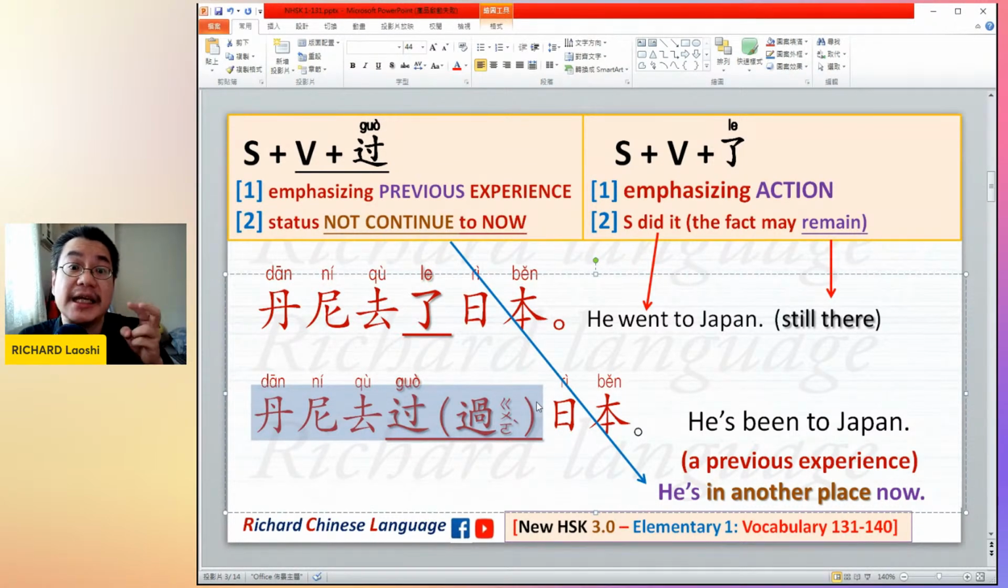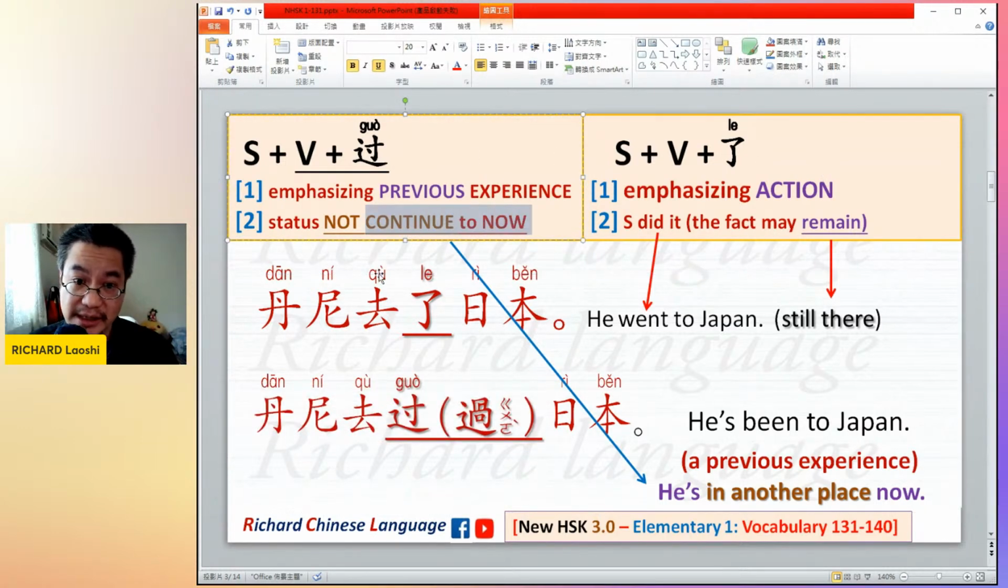This is his previous experience, and the situation, the status does not continue to the present time. Okay, he was in Japan. He has been to Japan. His previous experience, and now, probably, mostly, generally, he is not in Japan now. So the status does not continue to the present time.